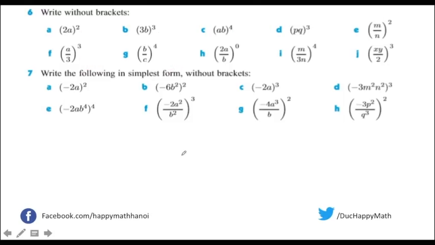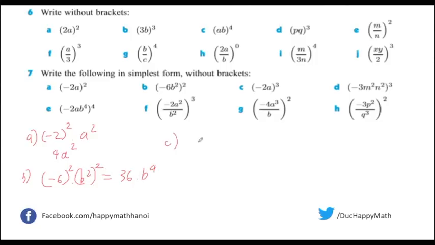Exercise 7. Write the following in the simplest form without brackets. Okay, so question A, we have the 2 outside the bracket, so I will put the 2 inside for each, negative 2 and a squared. So I have the final result is 4a squared. Exercise B, you will have negative 6 squared times b squared and a square outside. So negative 6 squared is 36 and b to the 4. C, negative 2 cubed and a cubed, so negative 8a cubed.